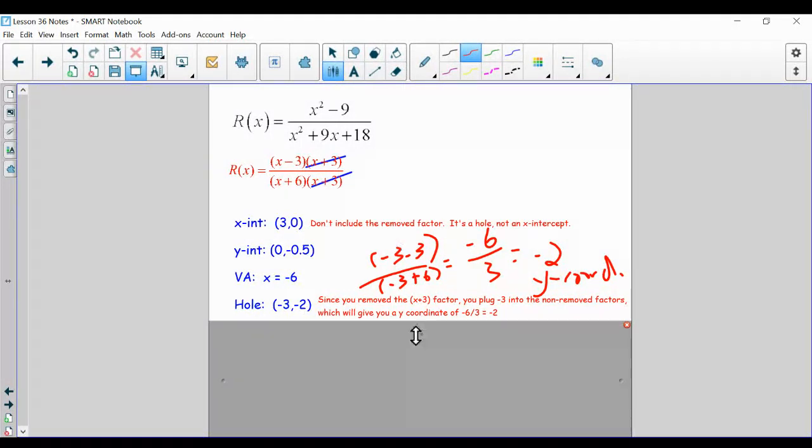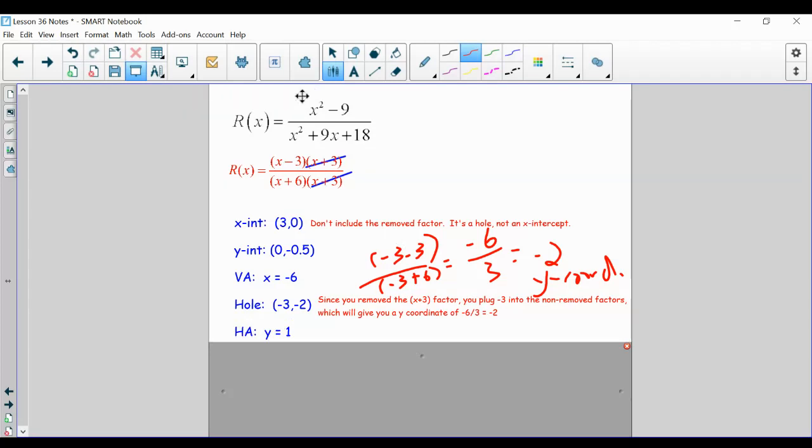So there's your hole. And again, we're going to have a horizontal asymptote at y equals 1 because my leading coefficients on those would be that. And when I write that as a fraction, that would be 1 over 1, so that would be 1. All right, let's graph this one.